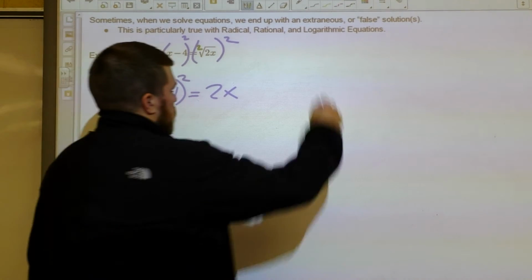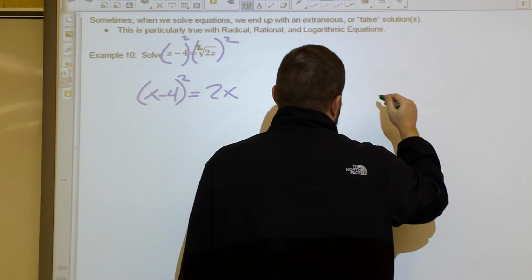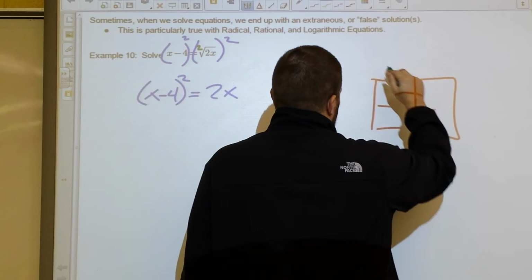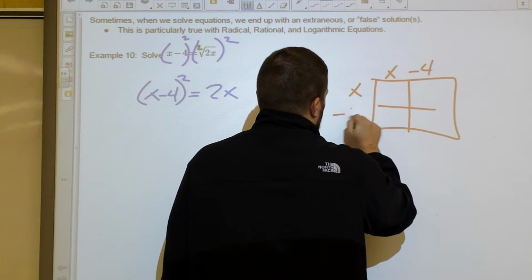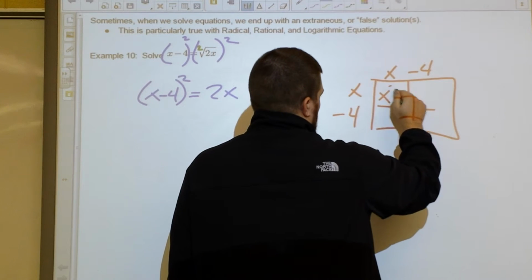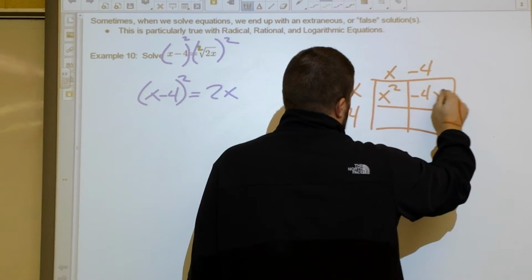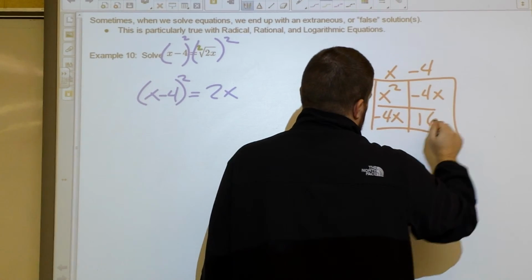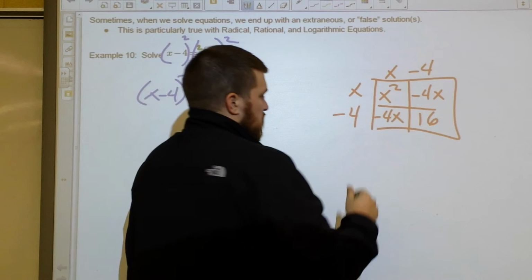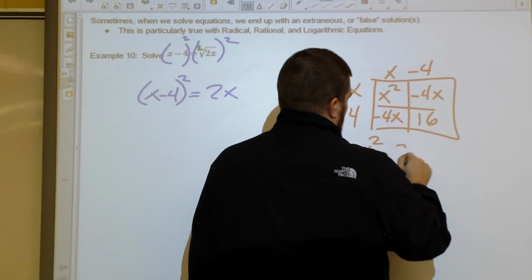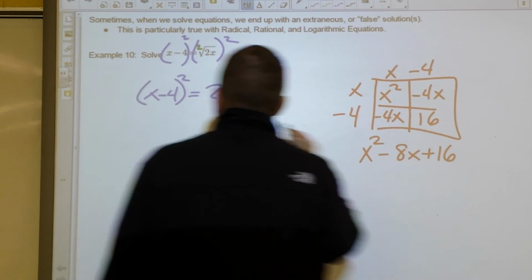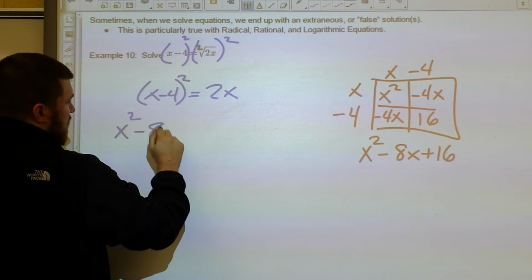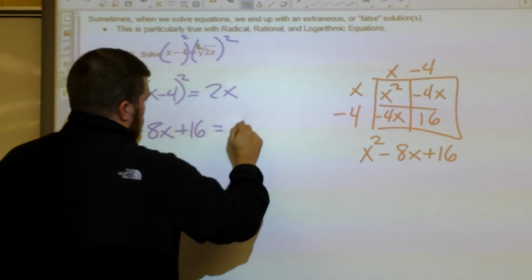Now, I want to do some scratch work on the side over here in red because I need to figure out what x minus 4 squared is. I'm going to use the box. You can use FOIL if you like. So I have x times x, which is x squared. X times negative 4 is negative 4x. X times negative 4 is negative 4x. And negative 4 times negative 4 is positive 16. So I'm just going to combine like terms now. X squared minus 8x plus 16. So this piece over here becomes x squared minus 8x plus 16 equals 2x.